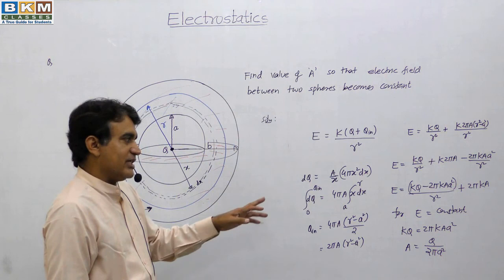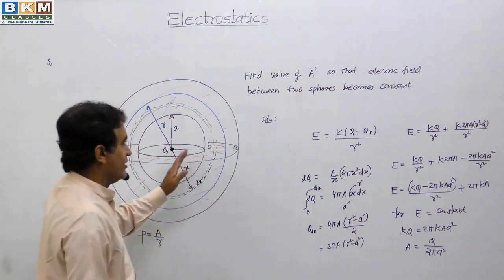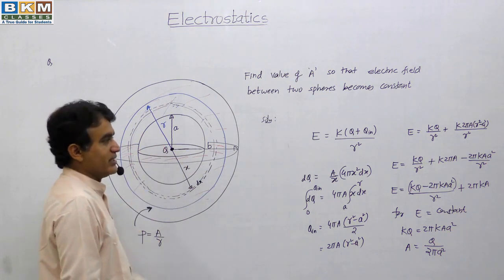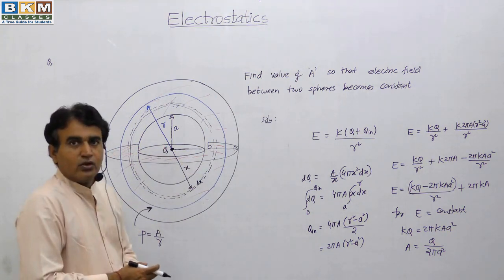If A has this value, Q divided by 2 pi a square, then the electric field in the region between the two spheres will be independent of distance, that is, constant.